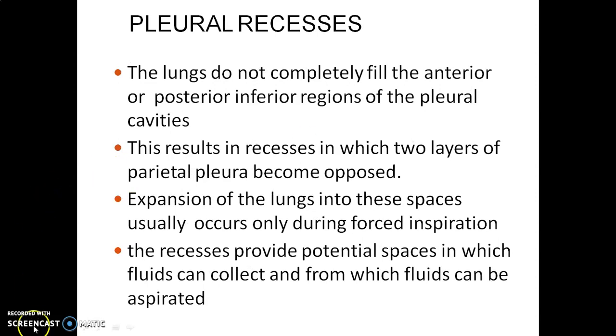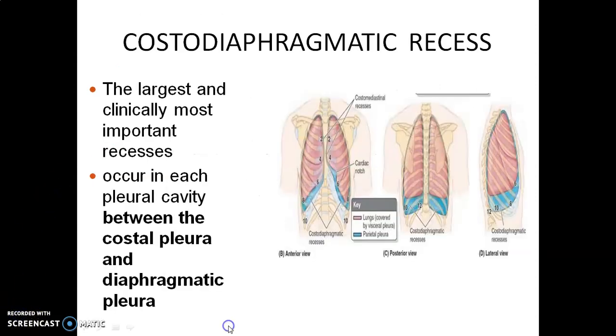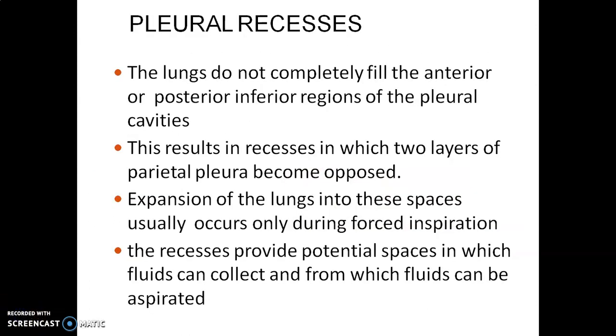Coming to the pleural recess. Lungs do not completely fill the anterior or posterior inferior region of the pleural cavities, so there is a gap anteriorly, posteriorly and inferiorly. This results in a recess in which two layers of parietal pleura become opposed. Expansion of lung into these spaces usually occurs in forced inspiration. The recess provides potential space for the collection of fluid, pus or blood in certain pathological conditions, and it can be aspirated.